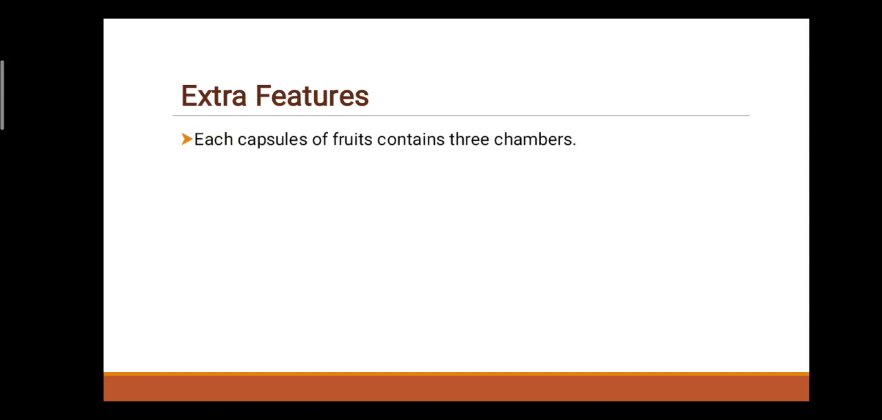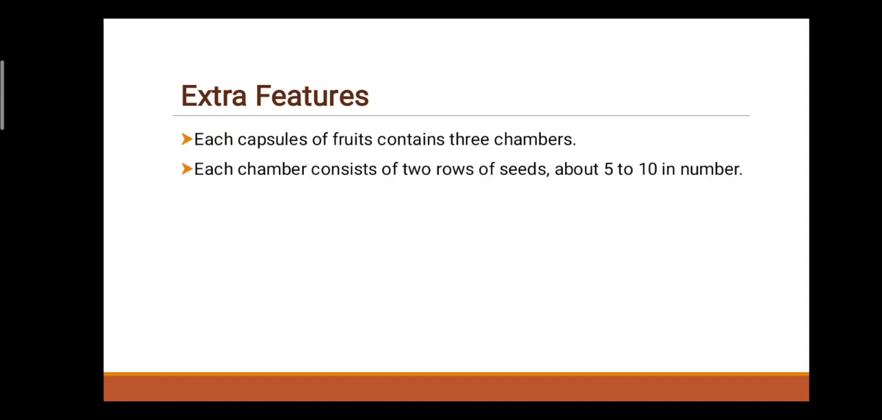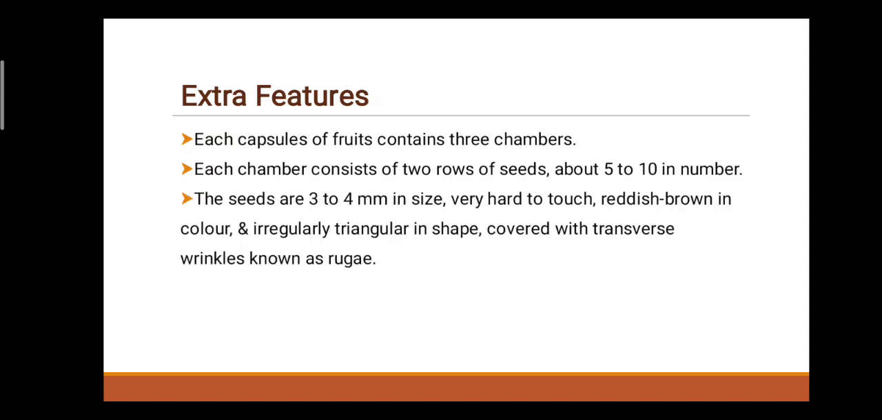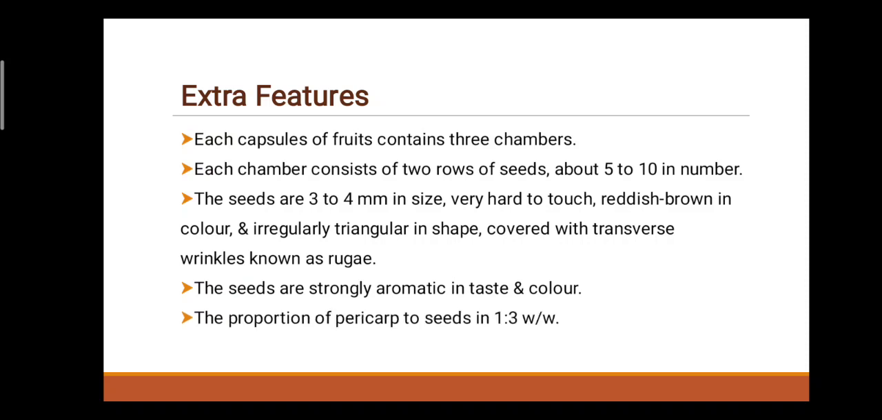Each capsule of fruit contains 3 chambers. Each chamber consists of 2 rows of seeds, about 5 to 10 in number. The seeds are 3 to 4 mm in size, very hard to touch, reddish brown in color, and irregularly triangular in shape, covered with transverse wrinkles known as rugae. The seeds are strongly aromatic in taste and odor. The proportion of pericarp to seeds is 1:3 weight by weight.